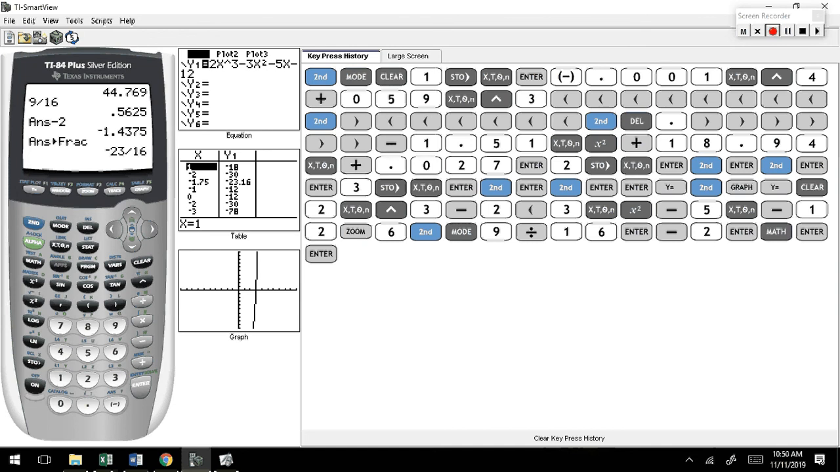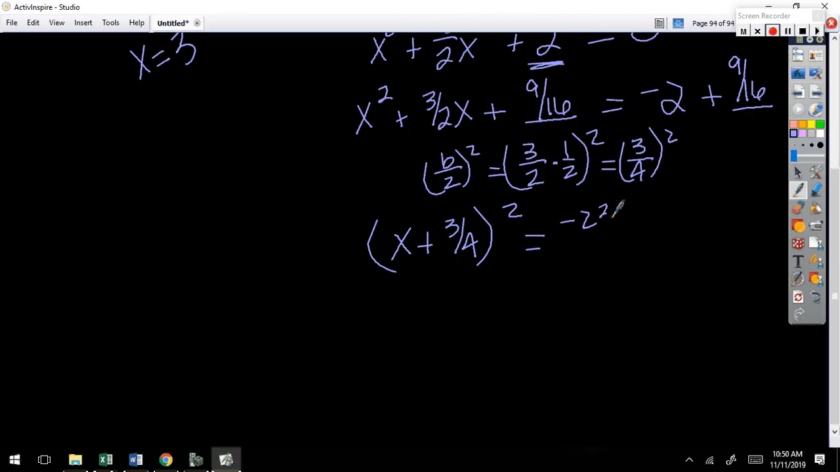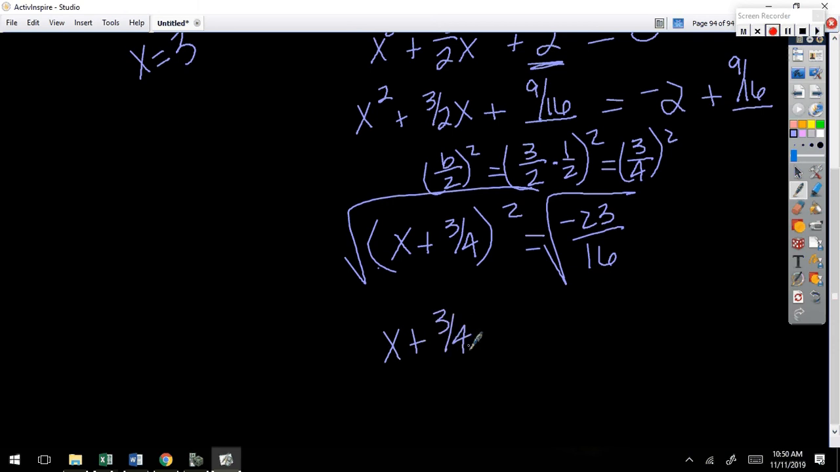Here's why you didn't see the other zeros on there. Remember there were supposed to be 3? The reason we didn't see 3, they're imaginary. So I got x plus 3/4 equals i square root of 23 over 4. And now I can move that 3/4 over.